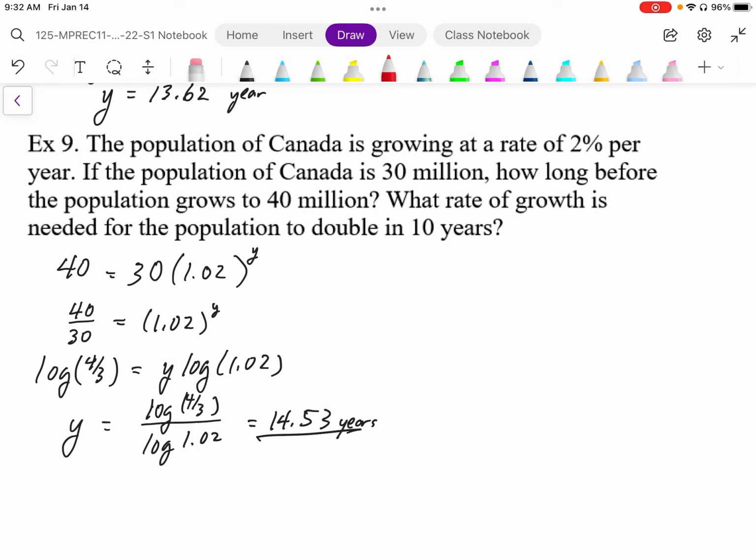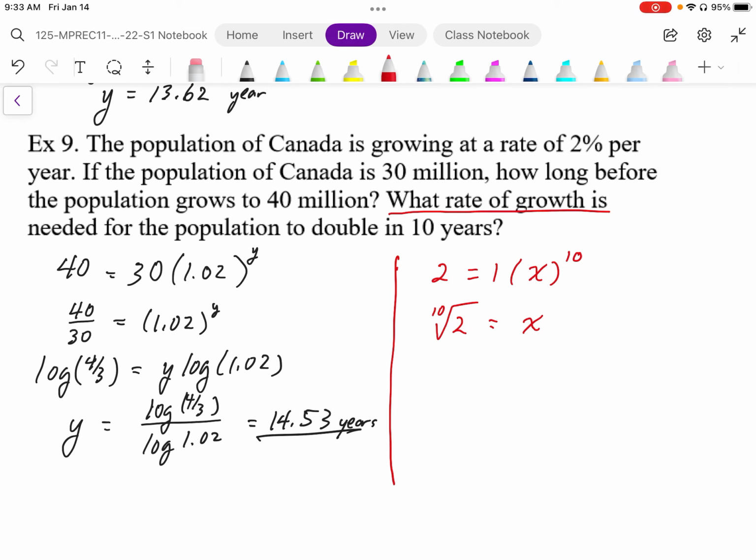So that's part A. The second part of the question is, what is the growth rate needed for the population to double in 10 years? So what I want to do is start with 1, end with 2, so that's doubling. Now my growth rate is unknown, and I'm going to do this in 10 years. So we're solving now for the base. This is not a log problem, this is an exponential problem. So I'm going to do the 10th root of both sides, and that will allow me to solve for x.